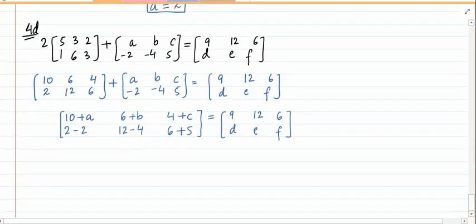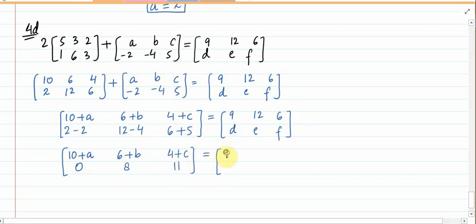Now you need to add them. 10 plus A will be 10 plus A, 6 plus B stays the same, you cannot add them. 4 plus C. Second row: 2 minus 2 is 0, 12 minus 4 is 8, 6 plus 5 is 11, equals, on the right side the matrix is the same: 9, 12, 6, D, E, F.